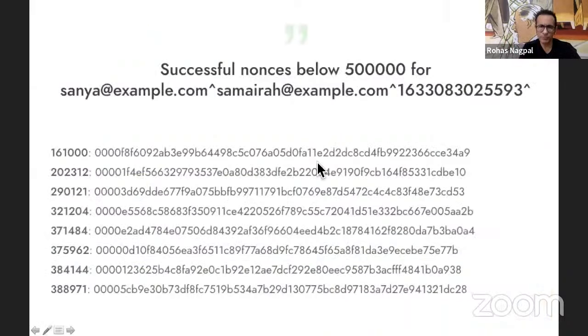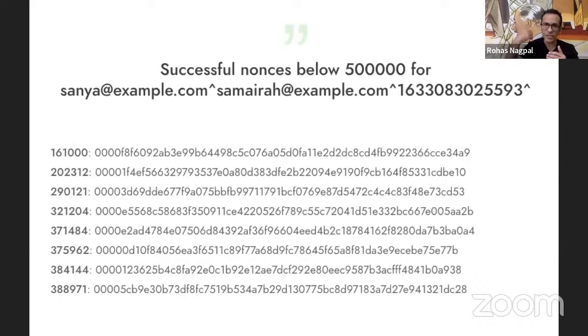Now, for this particular example email, if we start to calculate nonces, we realize lots of them actually give 4 zeros. We caught the first one at 161,000, but then the next one at 202312 also gives us 4 zeros. Like this, I made a small list of nonces. The actual list will be infinitely long.